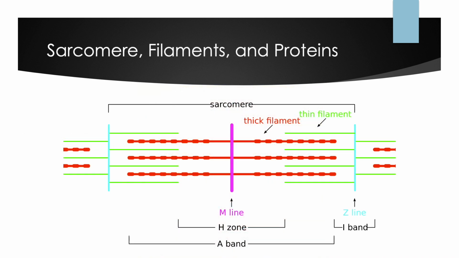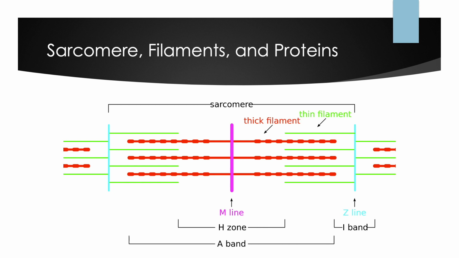So now we're going to talk about sarcomeres, filaments, and proteins. So the sarcomere is the functional unit of the muscle. So this is the thing that's actually doing the contracting. And Dr. Woolsey is going to cover that mechanism a little bit, but I'm going to go over the anatomy with you guys. So if you'll flip to page 63, we're going to start talking about the anatomy of the sarcomere.